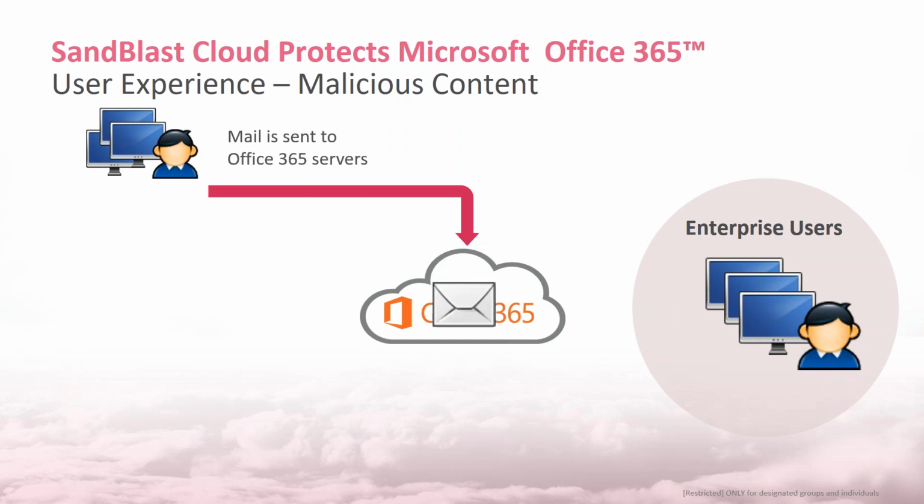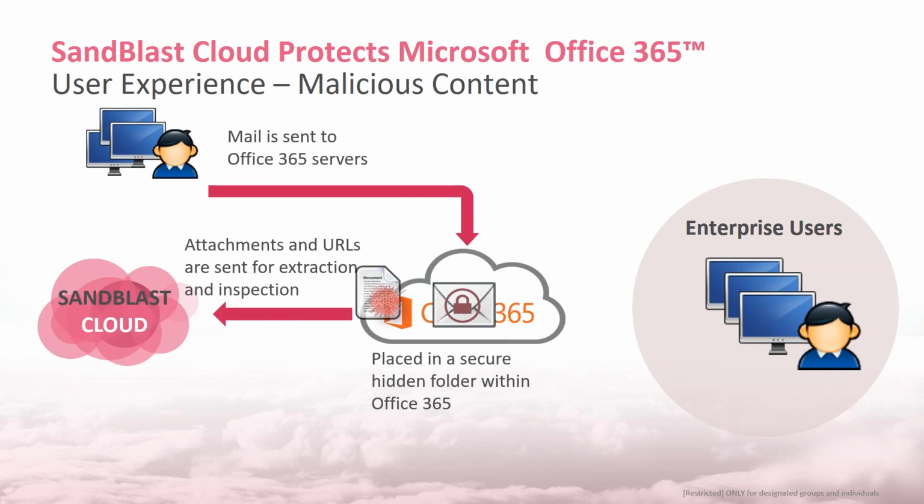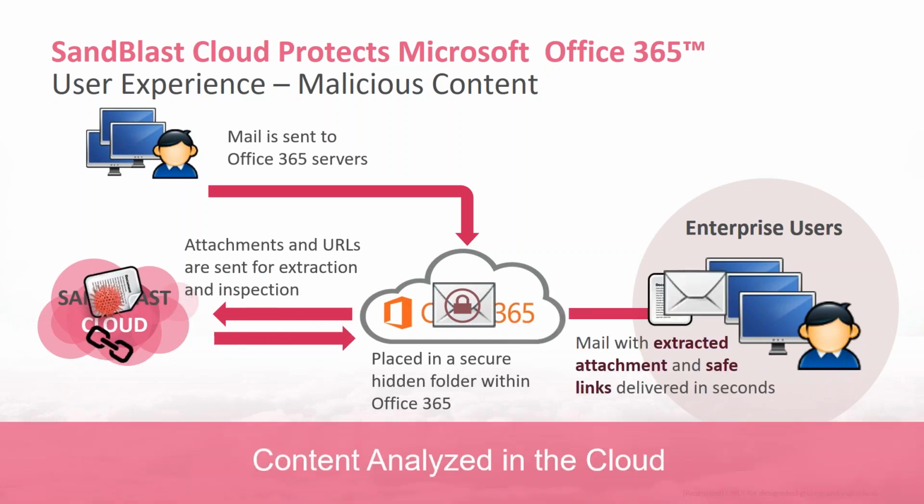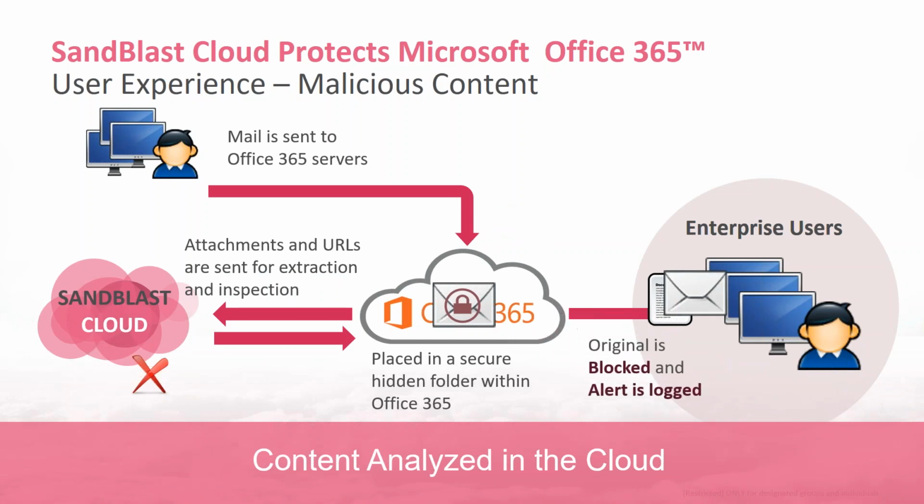Now let's take an example of a malicious file. So again, file comes in. The file or the email will be hidden, placed into that hidden folder in 365. The content, the attachments, the URLs are sent over to the Checkpoint Cloud for investigation. And as we said, we will still deliver the user an extracted version of the file without any malicious content. But in this case, the malicious attachment is blocked and we will issue an alert into the management server.